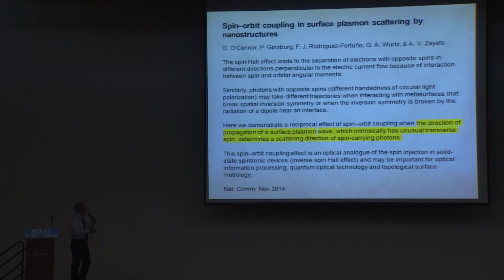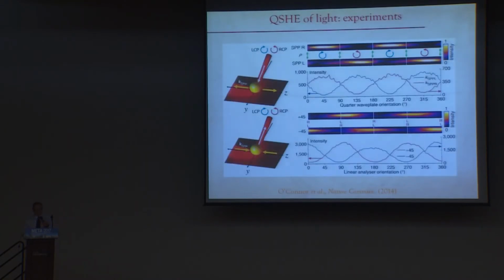Again, the direction of propagation of the surface plasma waves, which intrinsically have this unusual transverse spin, determines the scattering direction for spin-carrying photons. And this is the case where you can have this left polarized or right one. You can generate the surface plasmon polariton waves in one direction or another one.